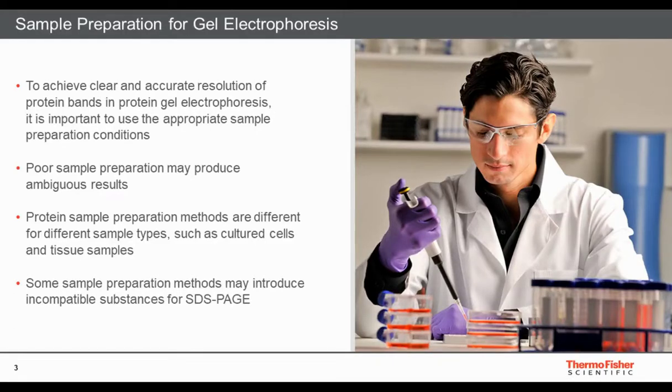The first part of this talk is about sample preparation, or sample prep in short, for gel electrophoresis. Poor sample prep is known to produce results that are difficult to interpret. The sample prep methods vary for different sample types, and sample prep methods can introduce substances incompatible with gel electrophoresis.